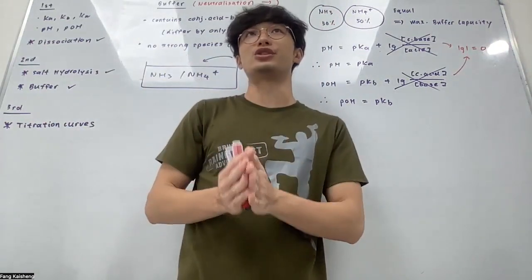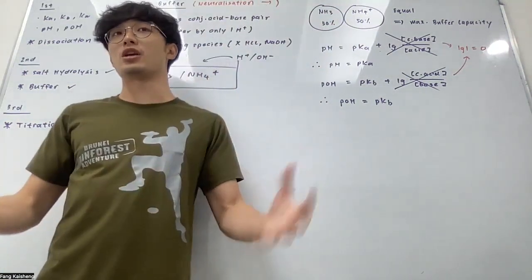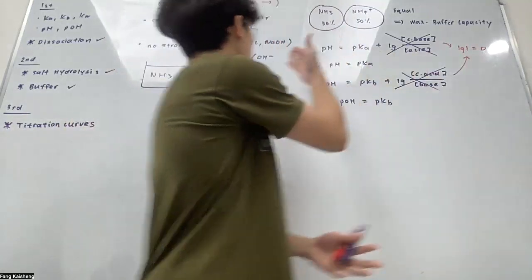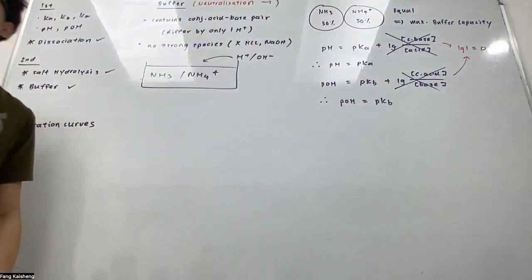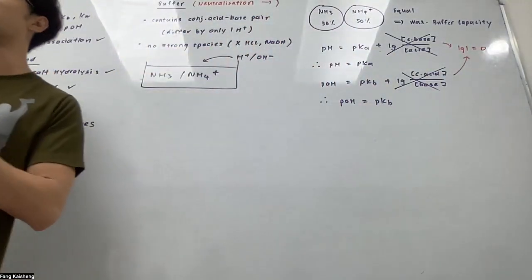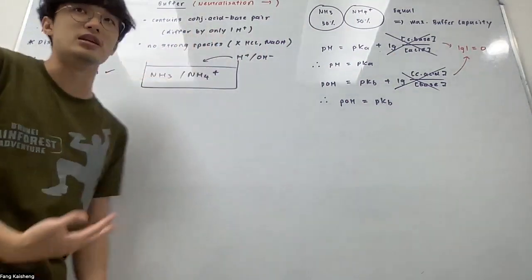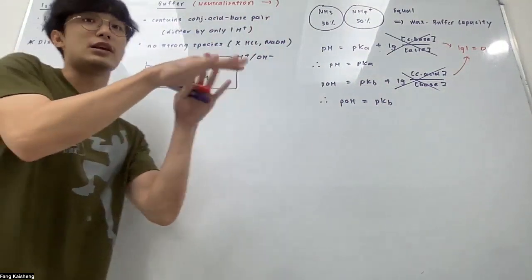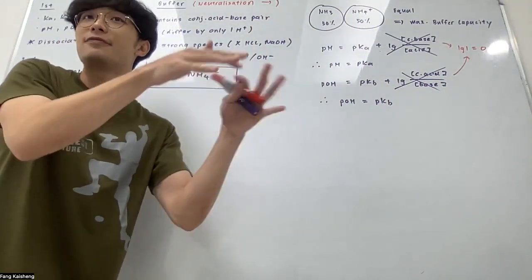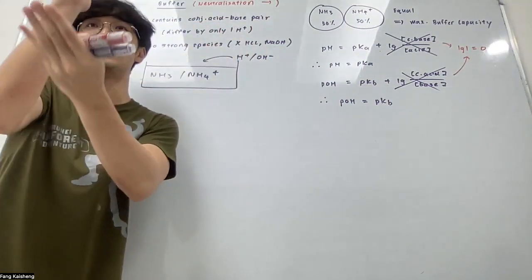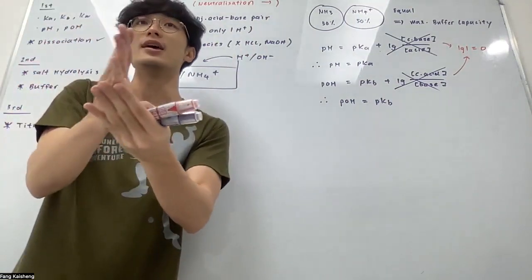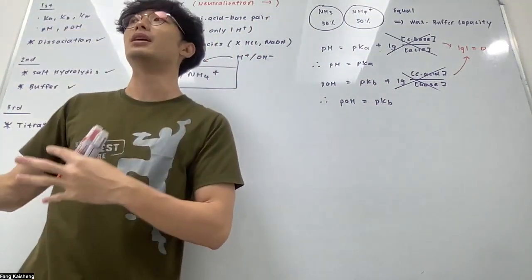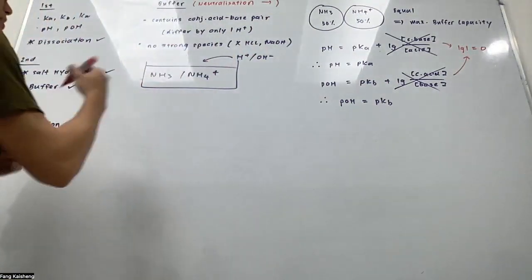Now, effective buffer range. Guys, a buffer is not a magical solution where you put in a lot of H plus and the pH will not change. Buffer, you all must acknowledge, eventually it will change, yes, in small amounts. Only small amounts, then the pH will stay relatively constant. But after you add until a certain point, what is this threshold, this boundary at which the pH will start changing? Okay, so this is what I'm going to be discussing right now.